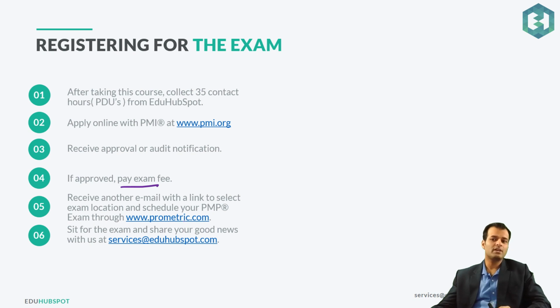You will use that PMP eligibility ID and go to the Prometric site, www.prometric.com, put in your eligibility ID, select the available dates around your area, and just go and give the exam. Once you have given the exam, please don't forget to share your good news with us at our email address. I really want to thank each and every student who takes our course, and I really want to learn what helped them a lot. It's really very important for us.